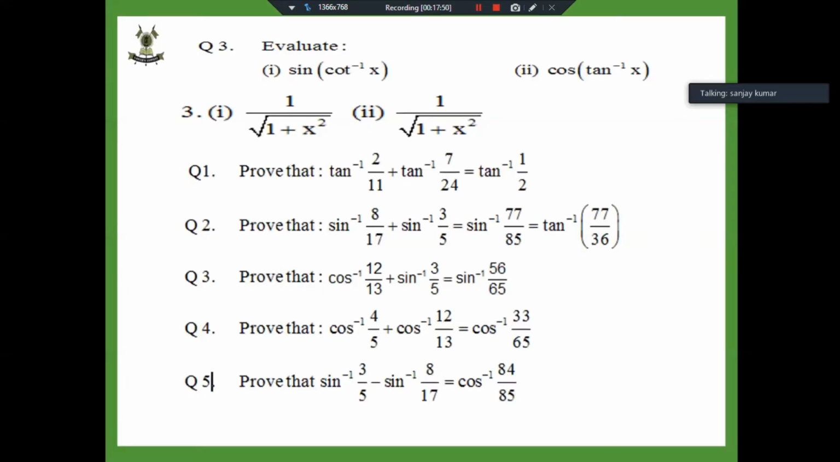The first question: tan inverse 2 by 11 plus tan inverse 7 by 24 is tan inverse half. Give the answer of the first question. Please take your time.